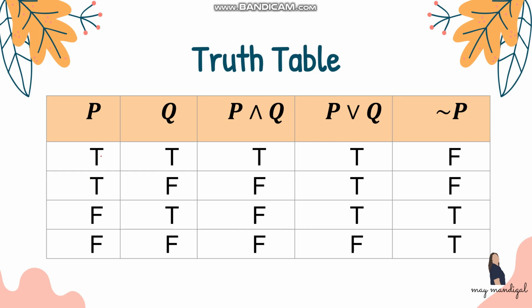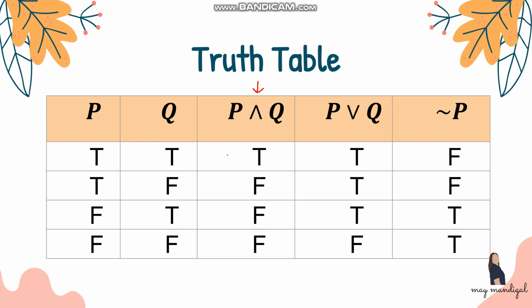We can say that in the first row, P is true and Q is true. We can also say that P is true while Q is false. We can now also say that P is false and Q is true, or both of them are false. So you have to write all of the possible combinations here. And then we have here this column, P and Q. This one is for the conjunction.